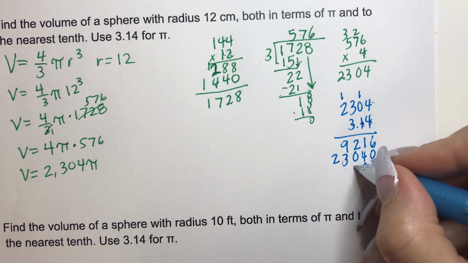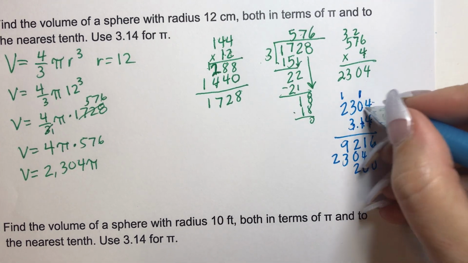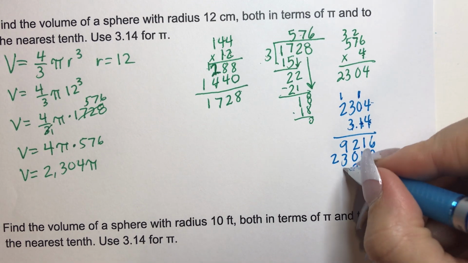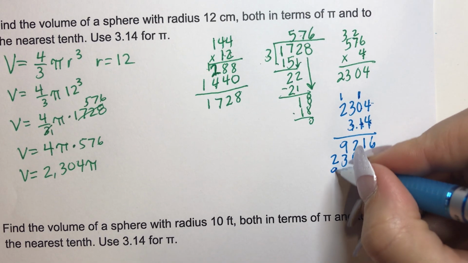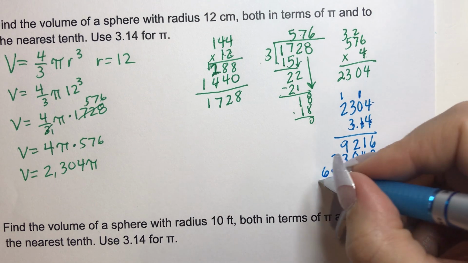3 times 4 is 12. Write the 2, carry the 1. 3 times 0 is 0, plus 1 is 1. 3 times 3 is 9. And 3 times 2 is 6.